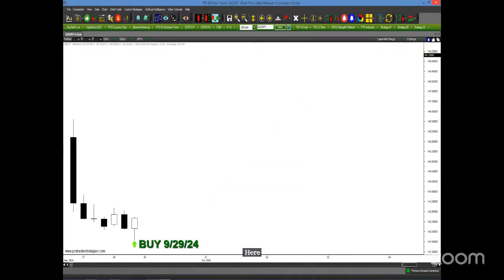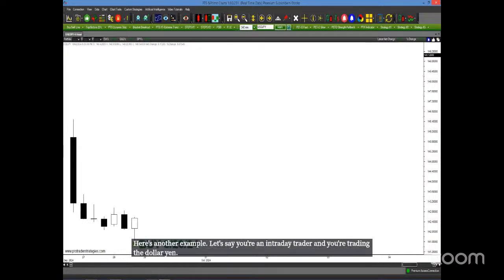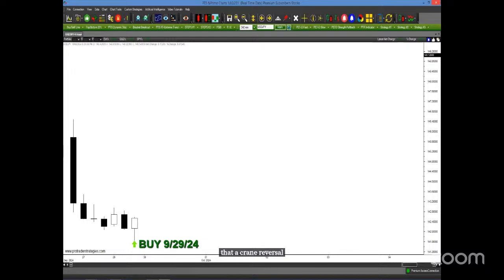Here's another example. Let's say you're an intraday trader and you're trading the dollar yen. You can still scan intraday, and you would have seen that on the 29th of September, just a couple of weeks ago, a trend reversal buy signal was generated in the dollar yen.